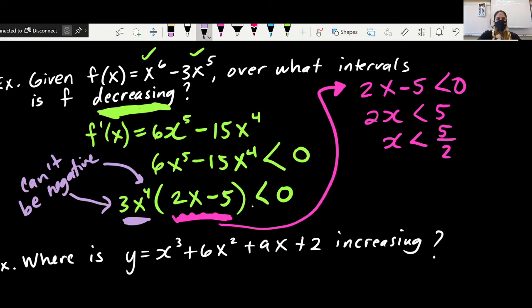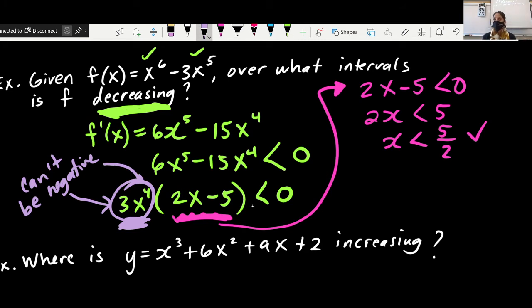Do you see that if we're looking at this first situation here, 3x to the 4, is there anything I need to consider or think about when I'm looking at that? According to this, I need the whole thing to be less than 0, and this part helps me to achieve that. If I have x is less than 5 over 2, this part, 2x minus 5, is going to be less than 0. Is there anything that I need to think of or consider when I look at this 3x to the 4? We already talked about how it can't be negative.